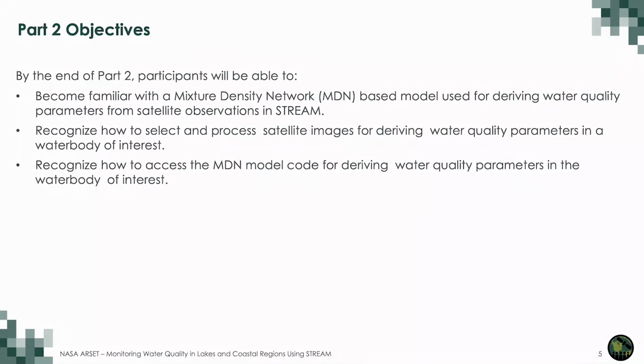Our objectives today are that by the end of part 2, you will be able to become familiar with a mixture density network or MDN based model used for deriving water quality parameters from satellite observations in Stream. Recognize how to select and process satellite images for deriving water quality parameters in a water body of interest, and recognize how to access the MDN model code for deriving water quality parameters in the water body of interest.